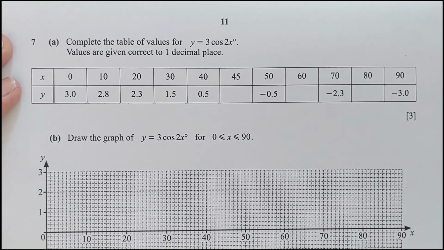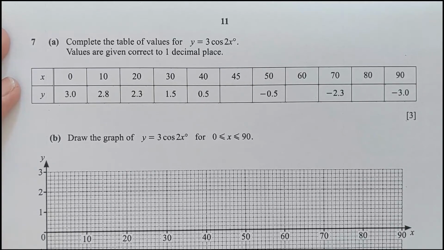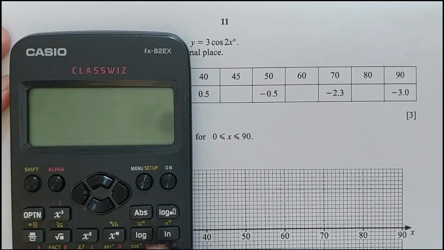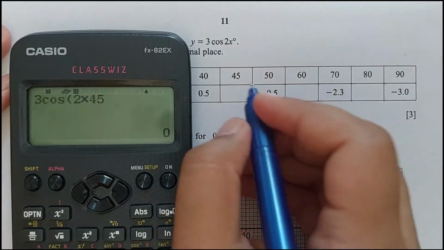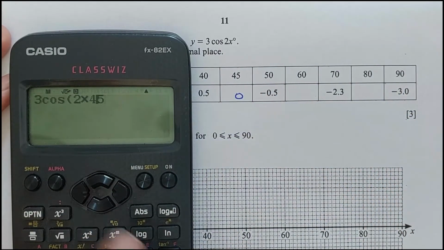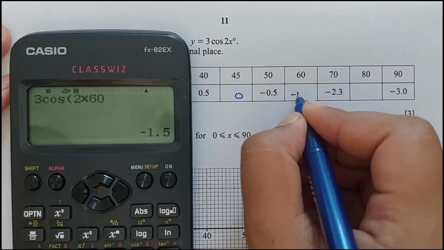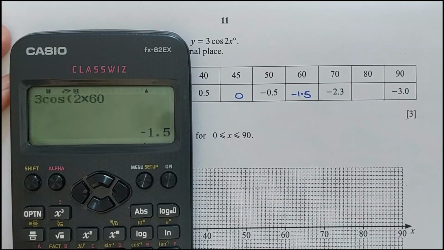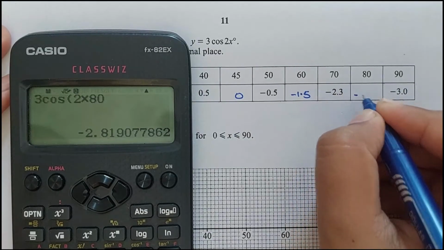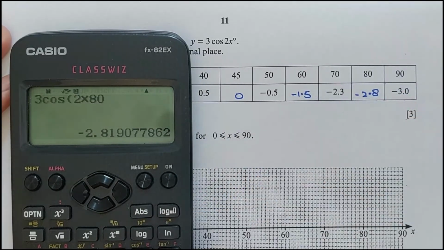Question number 7, part A. Complete the table of values for y equals 3 cos 2x degrees. Values are given correct to 1 decimal place. So for 45, 60 and 80. 3 cos 2 into 45 is 0. 3 cos 2 into 60 is minus 3 over 2, minus 1.5 to 1 decimal place, and for 80, minus 2.8 to 1 decimal place.